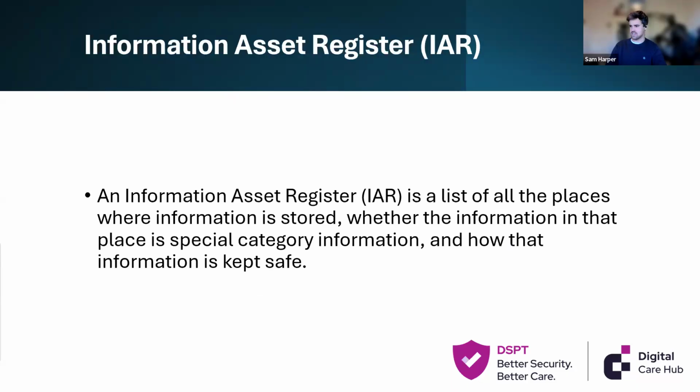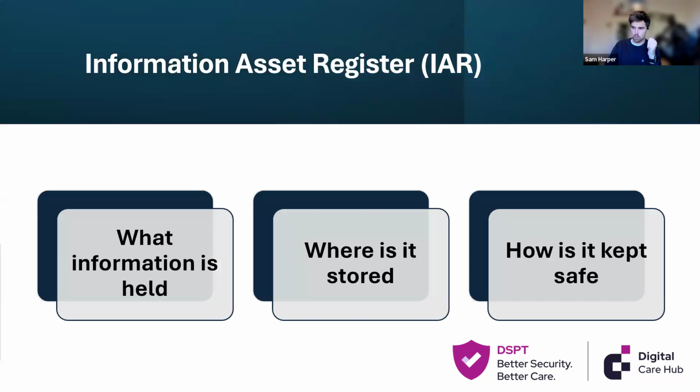So let's start with the Information Asset Register. What is that? Really simply put, and I'll break this down, it's basically a list of all the places where information is stored. And it's whether that information is special category, as we mentioned before, and how that information is being kept safe. So basically, what information is held, where is it stored, and how are you keeping it safe? That's as simply as I can put it.